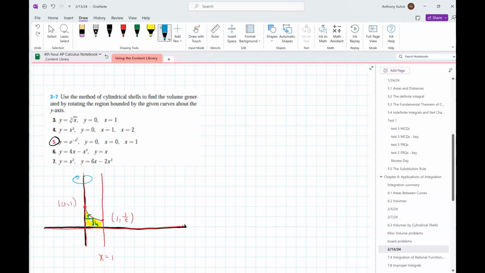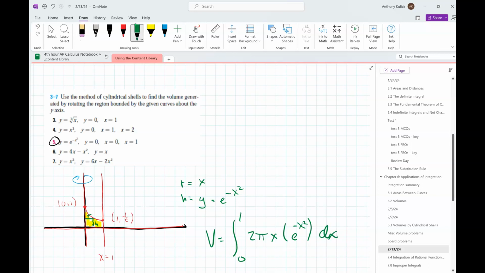Oh no, I'd be integrating with respect to x here. I'm so dumb, because the radius is what we're integrating with. Sorry. Anyways, r is x, right? h is y, or e to the negative x squared. And so our volume should just be the integral from 0 to 1 of 2 pi r h dx. That ought to do it.